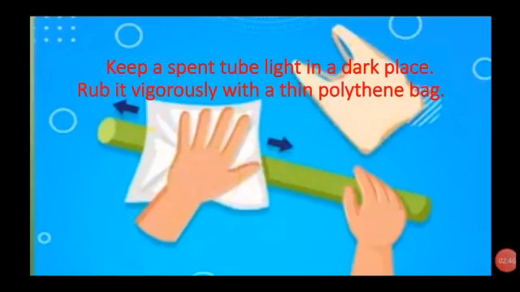Keep a spent tube light in a dark place. Rub it vigorously with a thin polythene bag. You will see that it acquires a small electric charge. The electric charge generated by this simple method of rubbing is static.